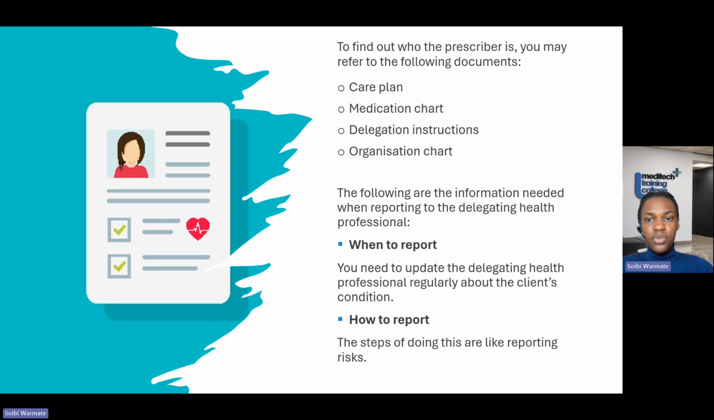To find out who the prescriber is, you may refer to the following documents, which include the care plan, the medication charts, delegation instructions, and the organization chart. When to report. You need to update the delegating health practitioner or professional regularly about the client's condition and how to report. The steps of doing this are similar to reporting risk.